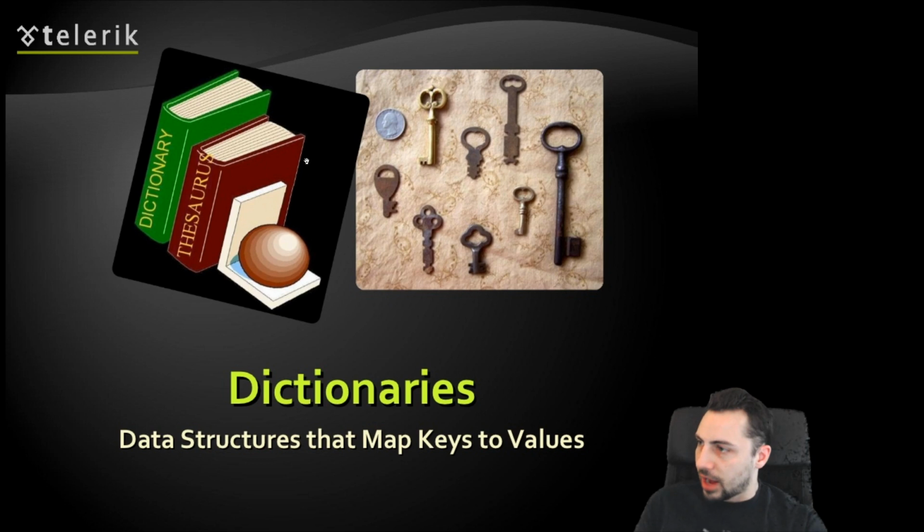So the images are actually pretty helpful because a dictionary and a thesaurus both have the same basic structure. You look up a word and it gives you some information about the word. In a dictionary, it gives you the definition. In the thesaurus, it gives you a list of similar words, words with similar meanings. But in both cases, you're looking up based on a keyword.